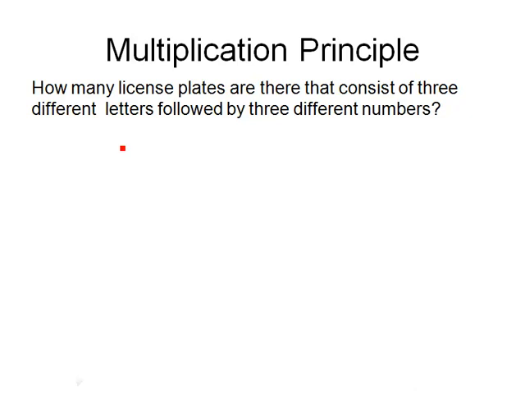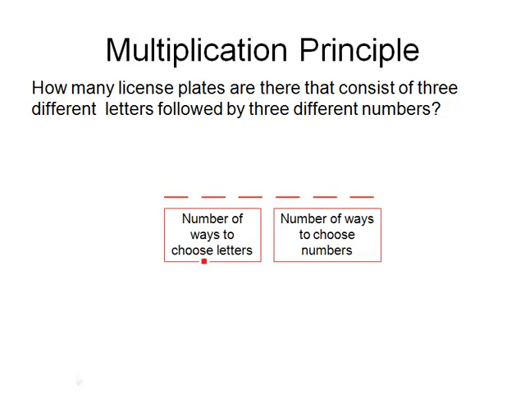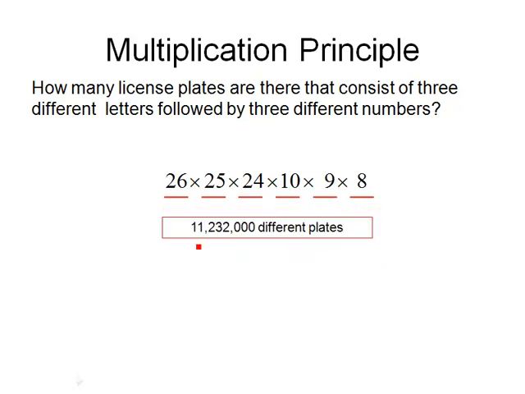Now let's require that we have different letters and different numbers. So now when we make our choices, we're still choosing letters and numbers, 6 choices. But now the number of ways to choose the letters is 26 times 25 times 24. And now when we choose our numbers, we'll start with 10 things to choose from for the first number. But when we eliminate that number, the next choice will only be 9. And then the third choice for the numbers will be 8. So when we multiply 26 times 25 times 24 times 10 times 9 times 8, we get 11,232,000 different license plates.